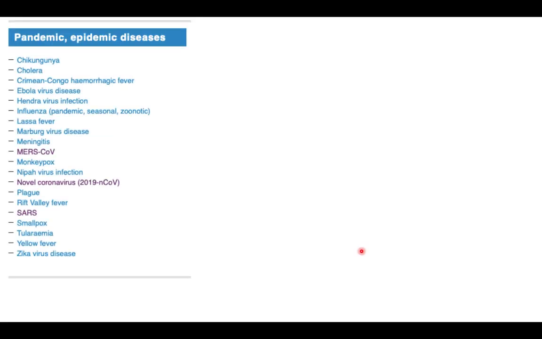Now, previous pandemic and epidemic diseases such as chikungunya, cholera, and Ebola viruses are something that you guys have heard of on the BBC or CNN or various other news, whichever part of the world you are in. The three ones we've talked about today are MERS, novel coronavirus, and SARS.